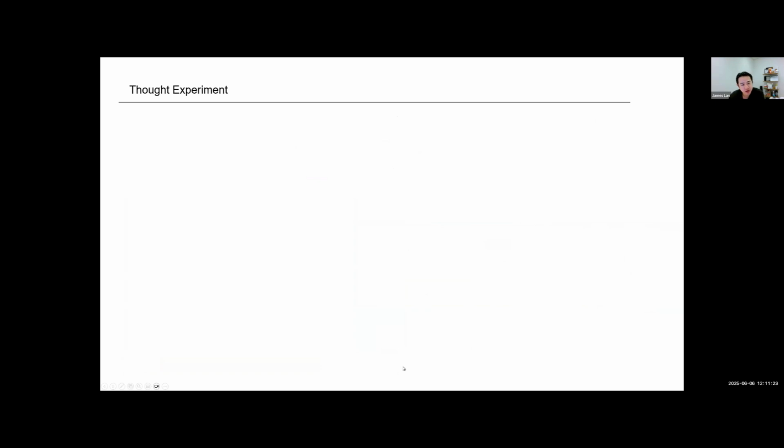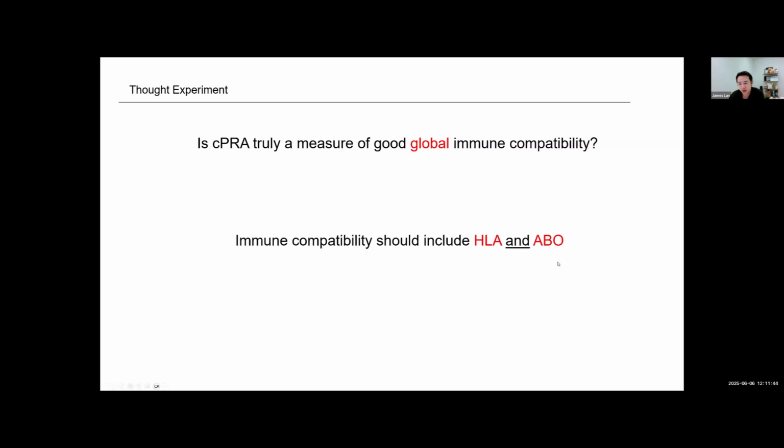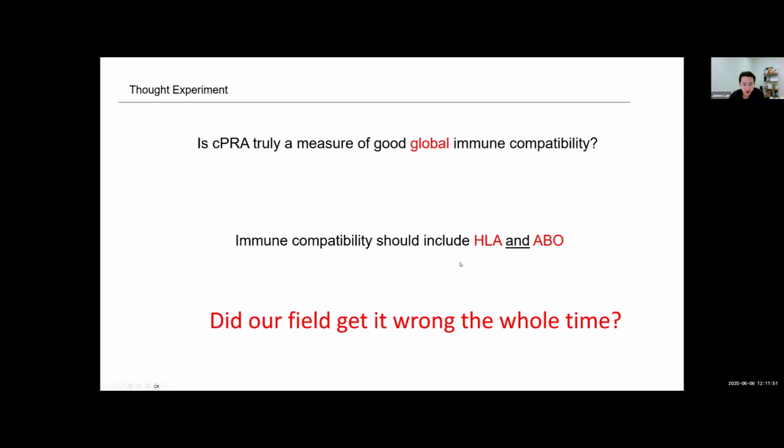So a few years ago, I had this thought experiment, because this entire organ allocation has been like this for decades, way before I ever joined this field. And I said, well, is CPRA truly a good measure of global immune compatibility? Because as we know, transplantation is not just anti-HLA antibodies. We actually have to consider ABO status as well. In fact, ABO actually was even there before HLA when it comes to immune compatibility assessment. And so I was worried that our field got this wrong the whole time, because we're given priorities only based on HLA, but we completely ignore ABO.